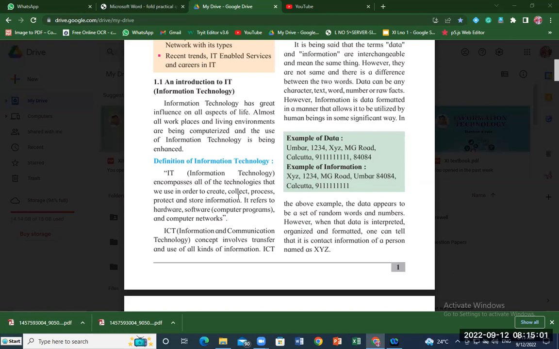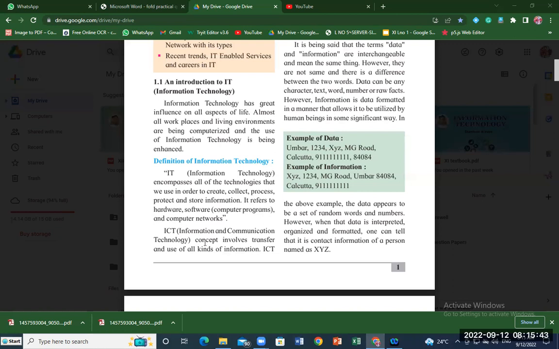And what is helping me to create, collect, process, protect, and store information? There are hardware and software. Where will I be storing the information? I can store the information either in my pen drive or in my hard disk, correct? So those are hardware. But how can I collect and process? That is software. And I can share the information, which comes under computer network. If my computer is in a network, obviously I can share my data with others. Correct? So IT is the technology wherein we use it for creating, collecting, processing, protecting, and storing the information.